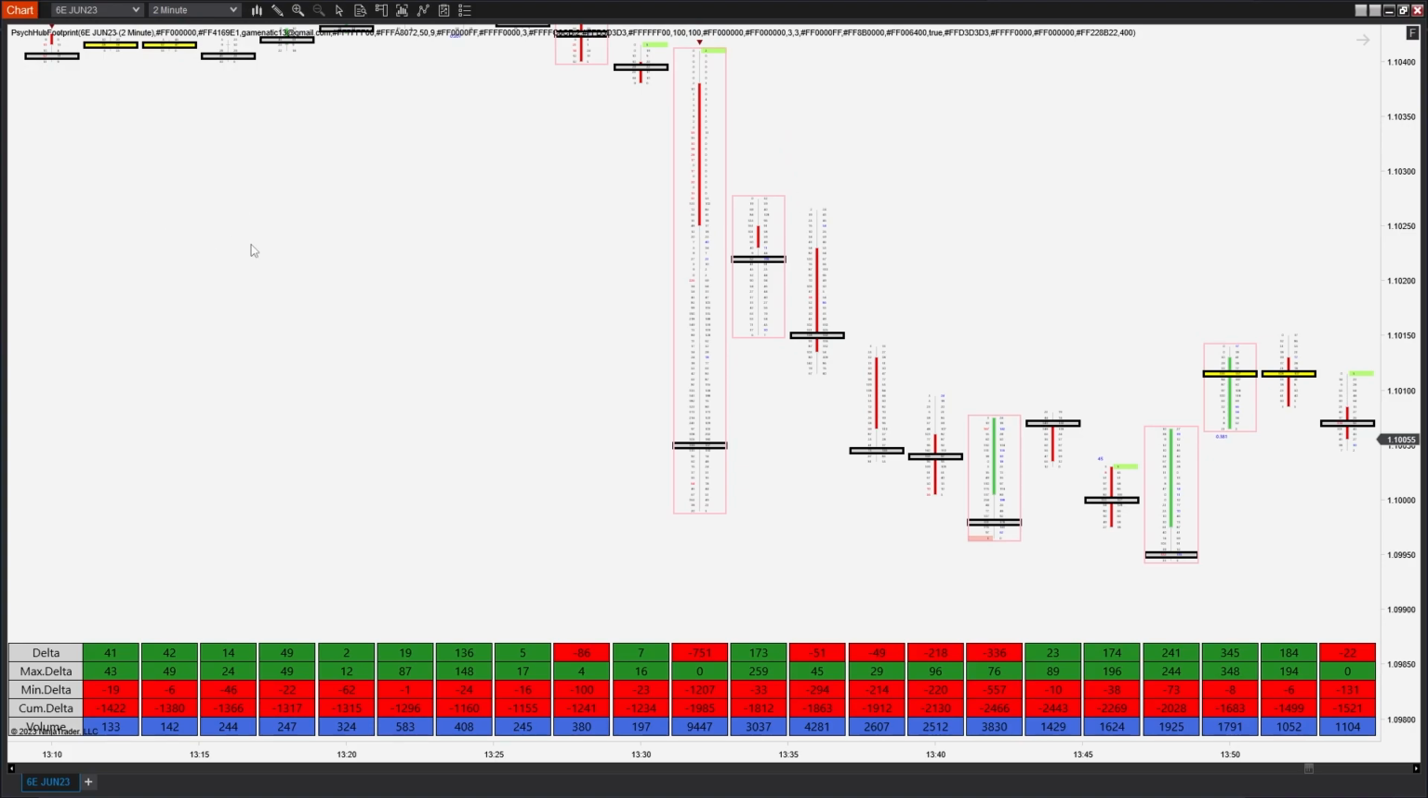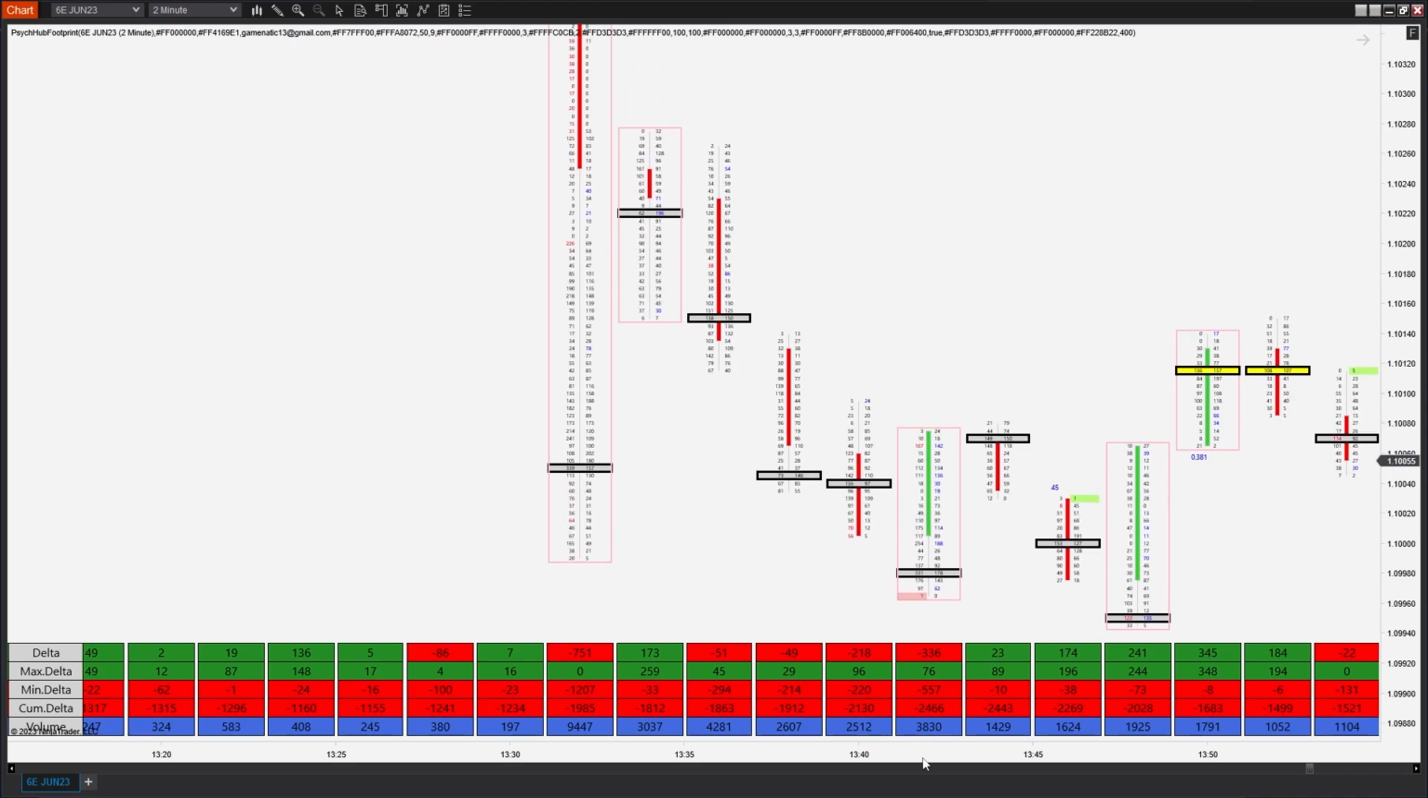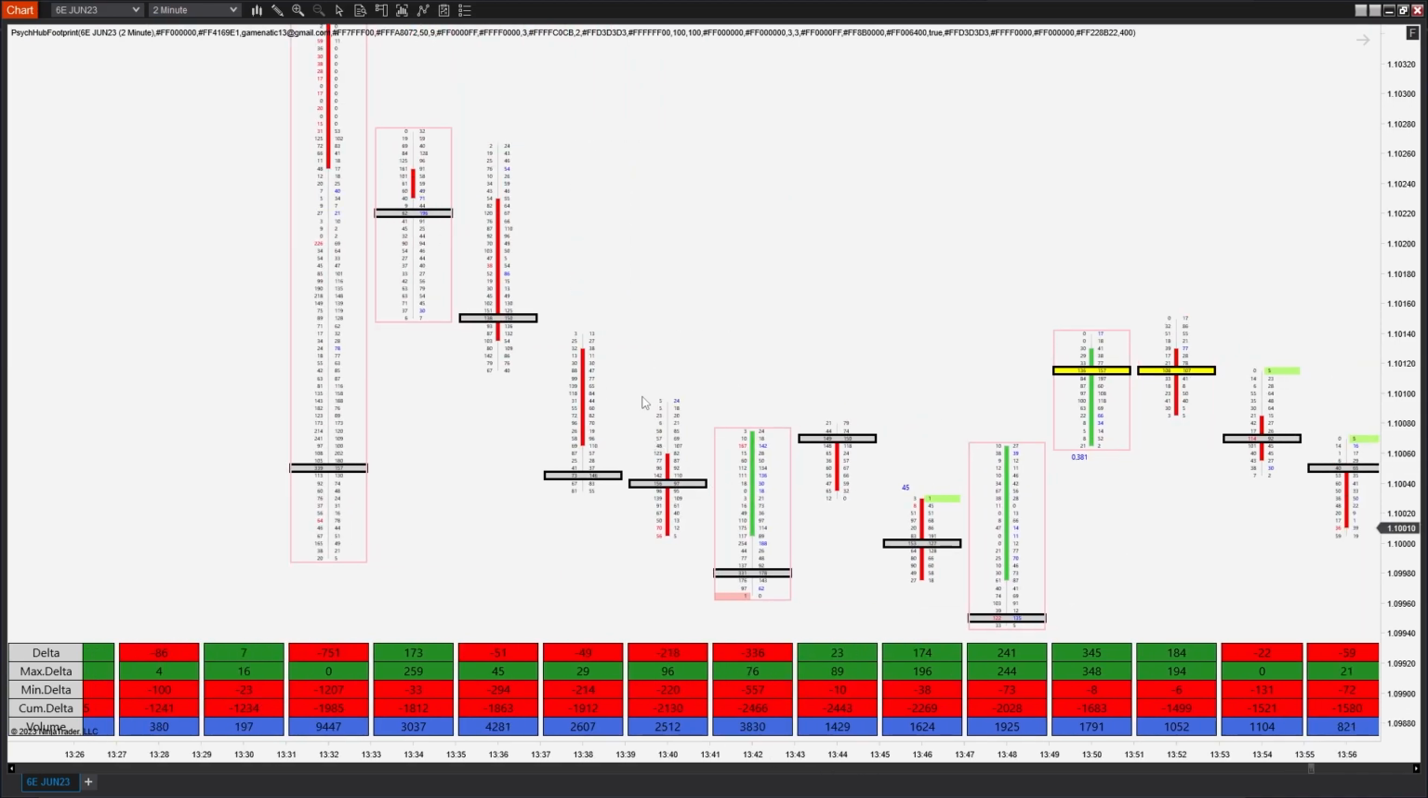Okay, I'm on the 2 minute here just because I had to go back in time, and it's going to be easier to show you, but usually I'm on the 1 minute. Now, taking a look at the 2 minute right here, we look at the delta. The major thing, especially when it comes to news times, is that I'm not really focused on anything on the candles, I'm just mostly looking at the delta, and this is very important.